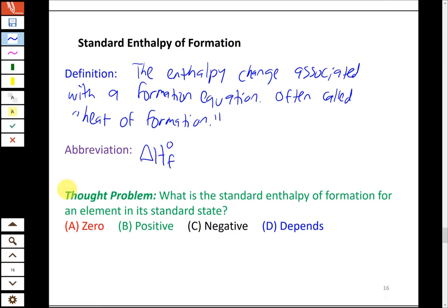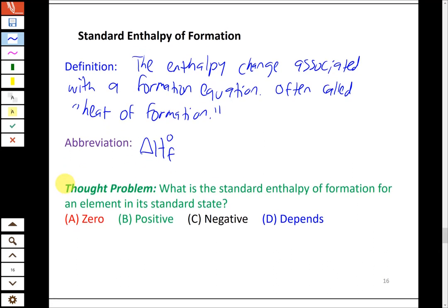All right, so here's a little thought problem. There's a whole bunch of substances where we can know the delta H of formation already. If you have an element in its standard state, what is the enthalpy of formation for that element? Is it 0, is it positive or negative, or does it depend? Any guesses? I heard 0. Anybody else disagree? All right, so 0 is correct.